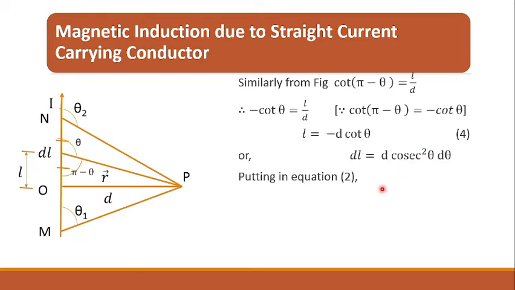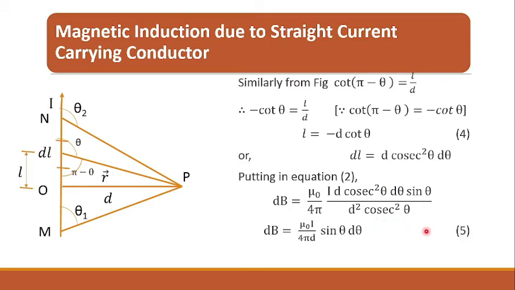Putting this value in equation 2, we get dB is equal to mu 0 upon 4 pi I d cosec square theta d theta into sin theta upon d square cosec square theta. So dB is equal to mu 0 I upon 4 pi d sin theta d theta.